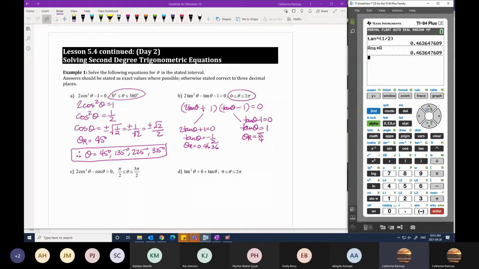Okay, so what quadrants would tan be negative for, for the decimals here? So remember our CAST rule? Yes, 2 and 4. So here and here is negative for tan. All right, so can anybody tell me what to do with this reference angle to get it into the second quadrant? What would I type into my calculator?